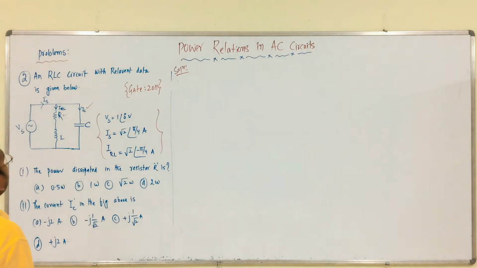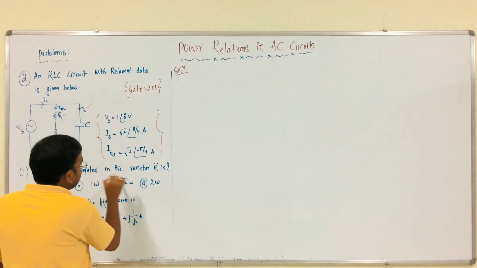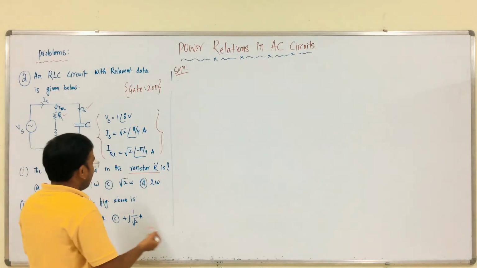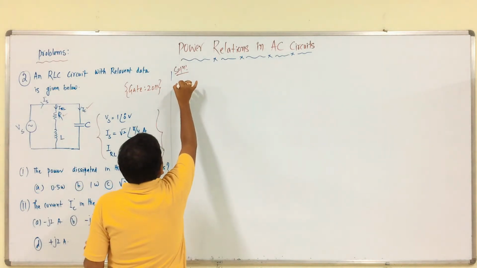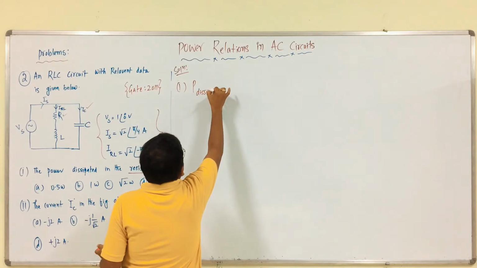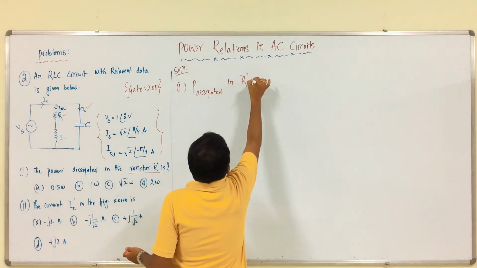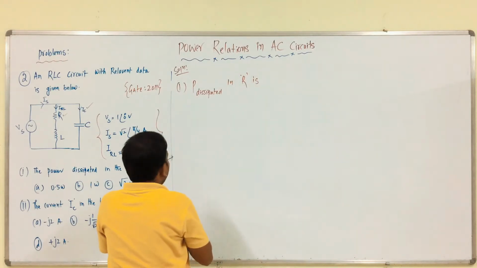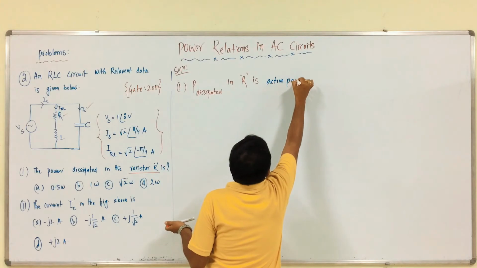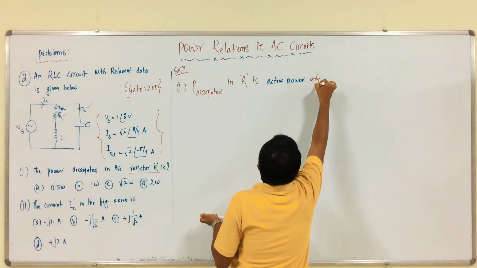An RLC circuit with relevant data is given below. He provided the power dissipated in the resistor R. Completed. First one, the power dissipated, is a very simple problem. The power dissipated in R is active power only, right? Active power only, that is it.